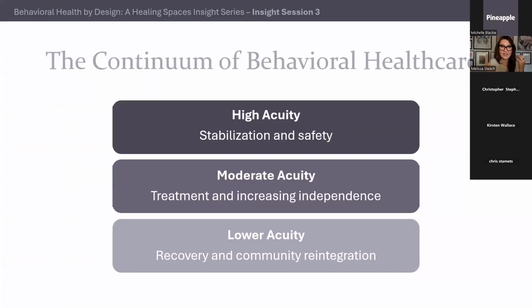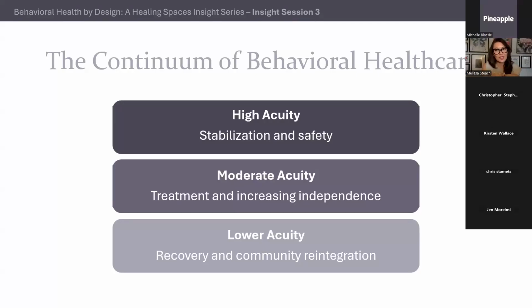Behavioral health care is best understood as a continuum of care rather than a single type of service. In practice, organizations use many different service models and names. For today's discussion, we'll simplify that continuum into 3 broad levels of acuity. Each level reflects a different stage in the patient's clinical journey and, therefore, different environmental priorities.